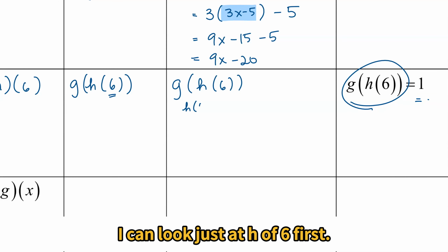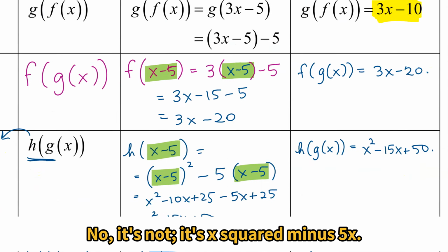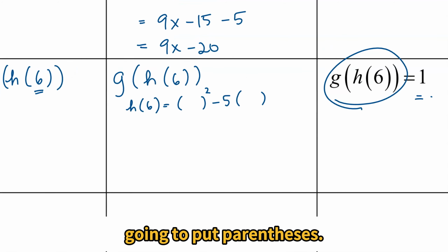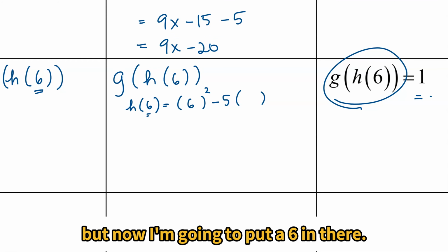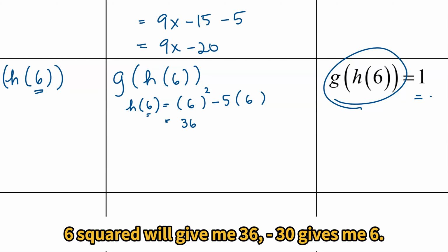I can look just at h of 6 first. h is x squared plus 5x. No, it's not. It's x squared minus 5x. So where the x's were, I'm going to put parentheses. But now I'm going to put a 6 in there because h of 6, I need to plug in 6 for x. 6 squared will give me 36 minus 30 gives me 6.